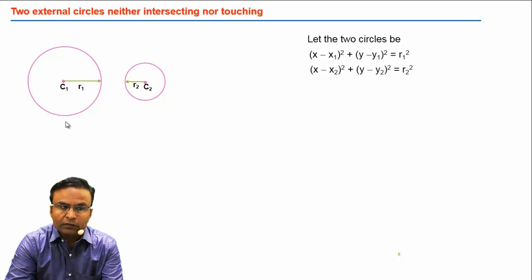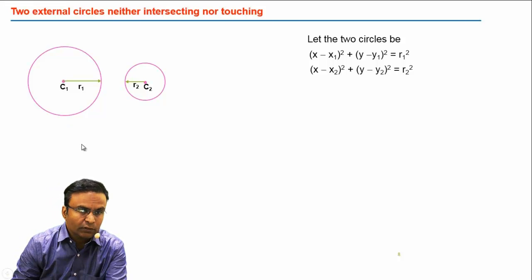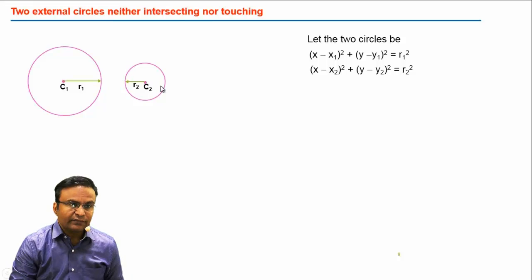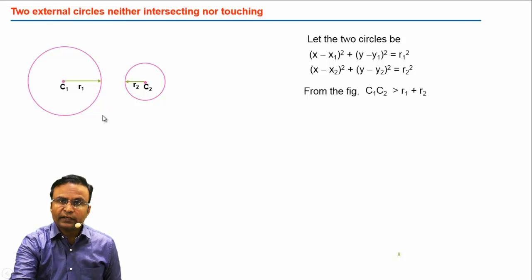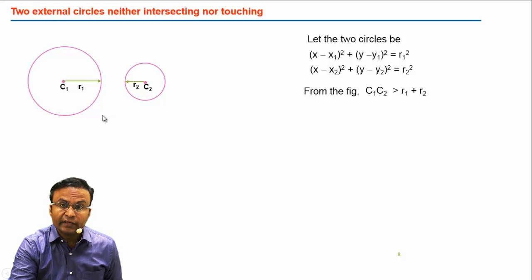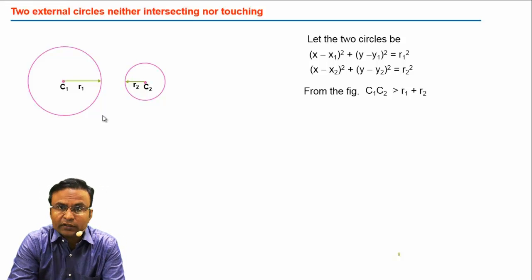Now from the figure, what is the distance between C1 and C2? How do you relate the distance between C1 and C2 with the radii R1 and R2? Obviously, the distance C1C2 is greater than the sum of their radii. So we have C1C2 greater than R1 plus R2. We can consider this as the condition for two external circles neither intersecting nor touching.